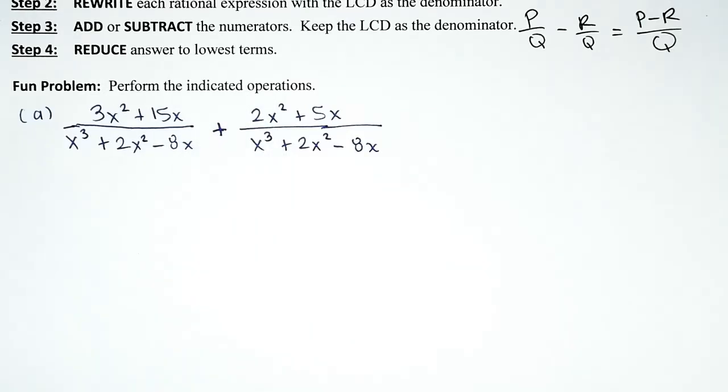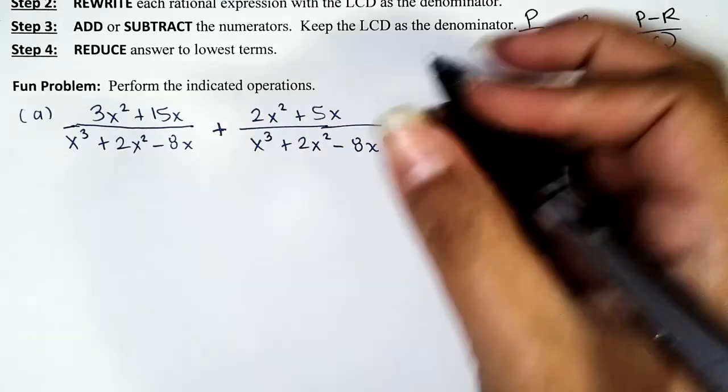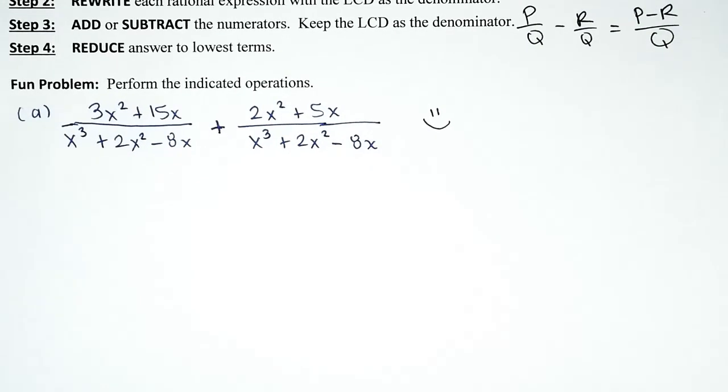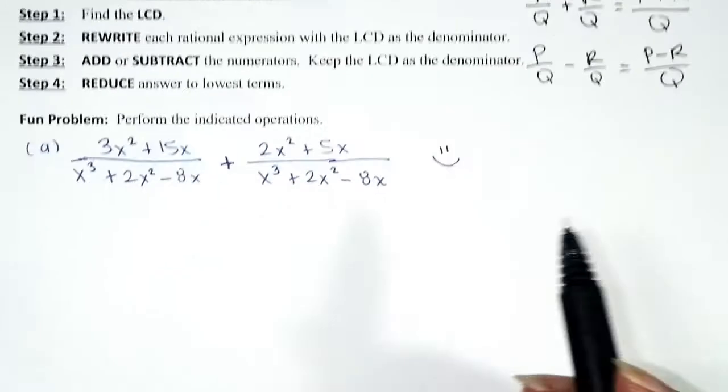So the first question I'm going to ask myself is, are the denominators the same? Let me cross my fingers. So are they the same? And the answer is yes. So that makes me happy. Because the denominators are the same, then we have the green light to add right now. How are we going to do that? We're going to add the numerators and then write the sum over the common denominator.